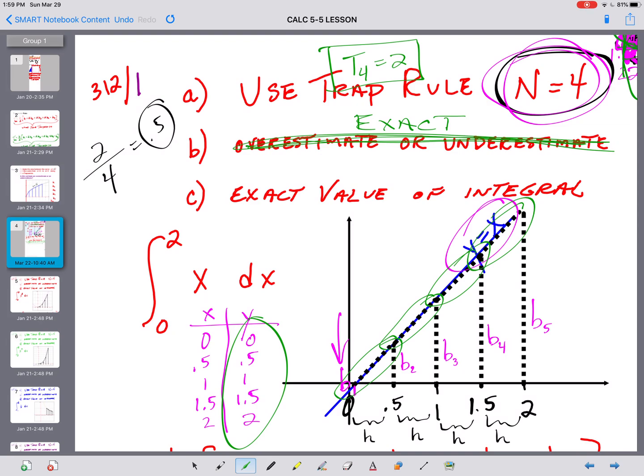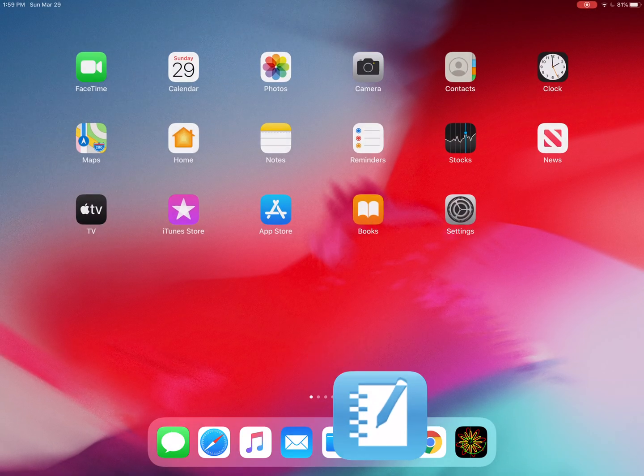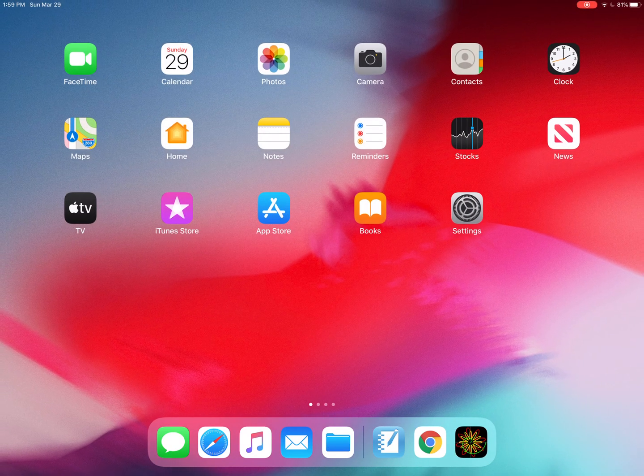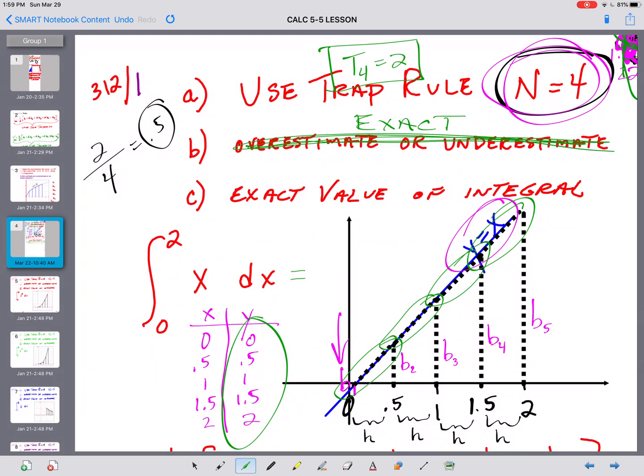If you want to go to your calculator, in fact, we'll do it here in our calc. Clear it out. I go to math, I go number 9. Lower limit 0, upper limit 2. The equation is y equals x. The variable is x. Boom, there it is. The answer is 2. That's what they were looking for. Our estimate is exactly correct.